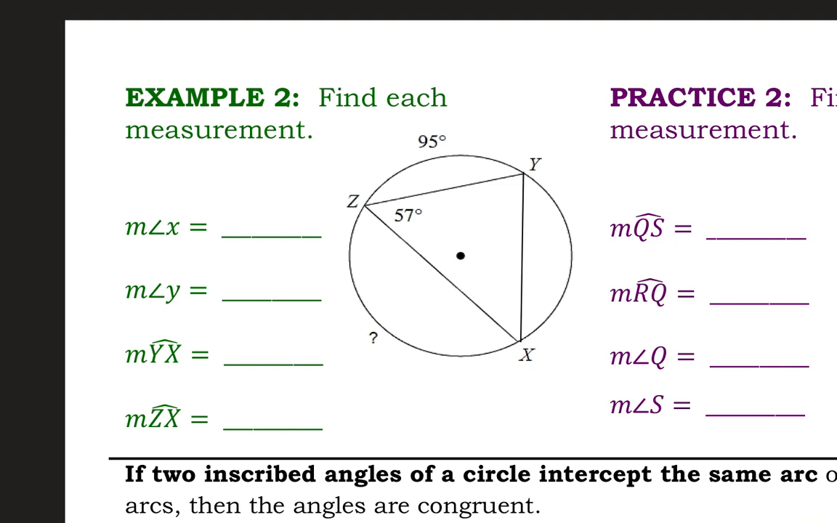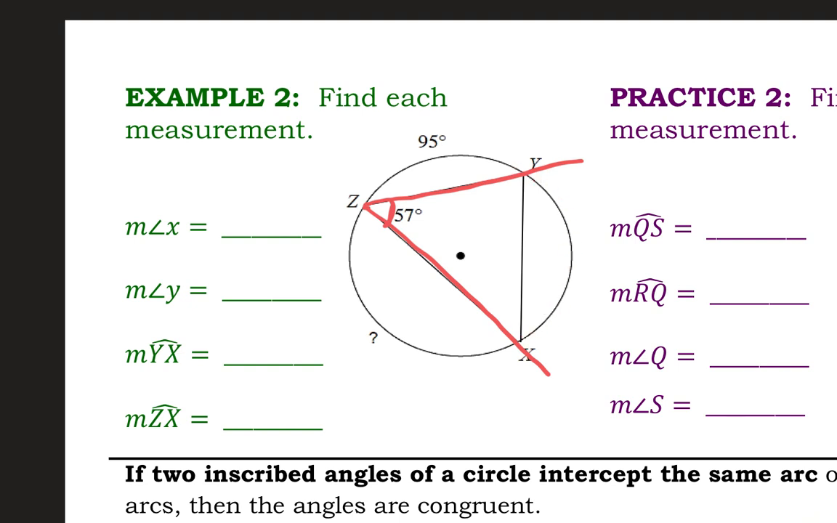All right, so this is angle 57. What you're going to do is extend this all the way out, and this tells you what arc you can find. What arc is in between these two lines? X and Y, all right? So X to Y. You see how it's in between the two lines? 57 is going to help me find X to Y.